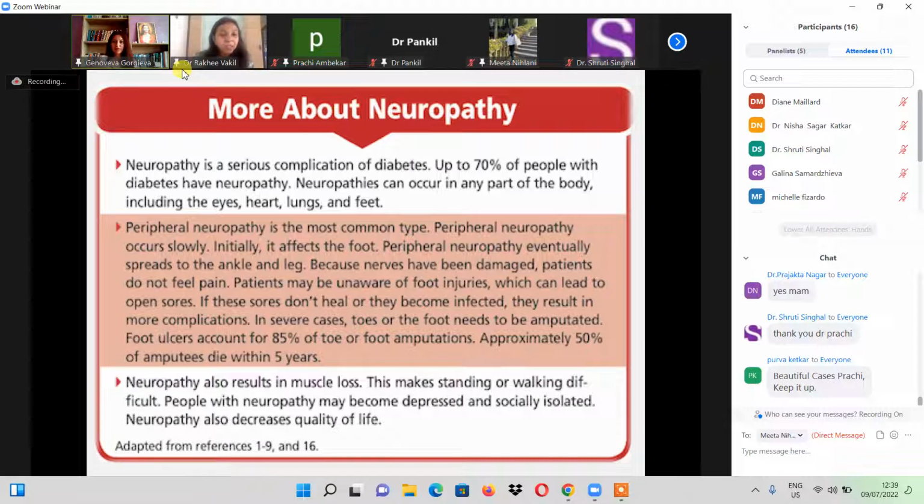Neuropathy also results in muscle loss, and this makes standing or walking difficult. People with neuropathy may be depressed and socially isolated. Neuropathy also decreases quality of life.